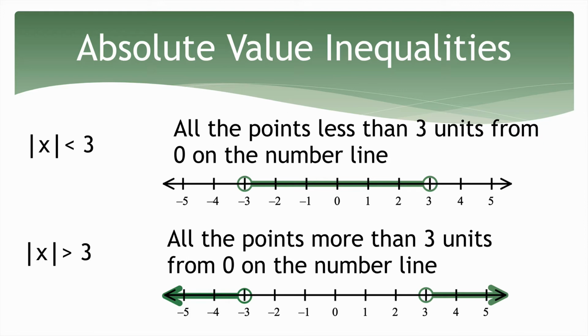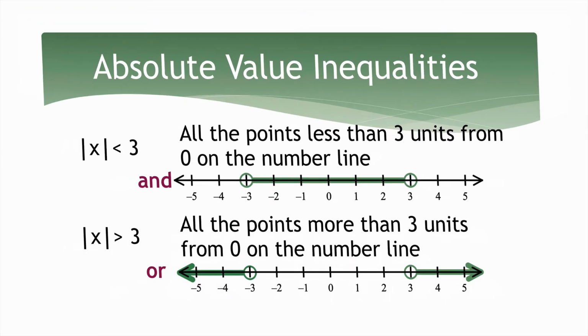We'll go back and look at that absolute value of x is less than 3. That graph is a typical graph of an AND graph. And so we're going to be thinking of this as an AND situation. The absolute value of x greater than 3 is the typical kind of graph you'd see with an OR graph. So we're going to think of the greater thans as OR problems.